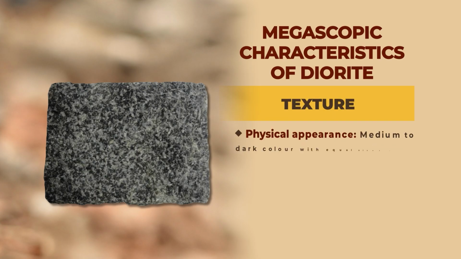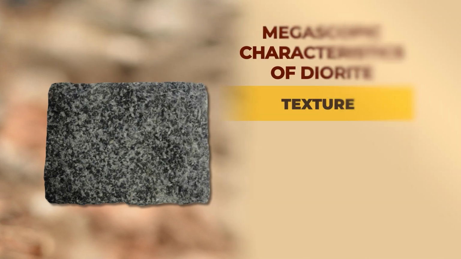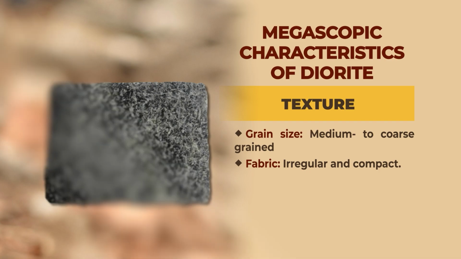Texturally, these are medium to dark colored with equal sized black colored minerals of hornblende and minor amount of pyroxene, and the white colored minerals are the plagioclases. These are holocrystalline rocks completely composed of crystals. Grain size is medium to coarse grain, and they are compact and have an irregular fabric.